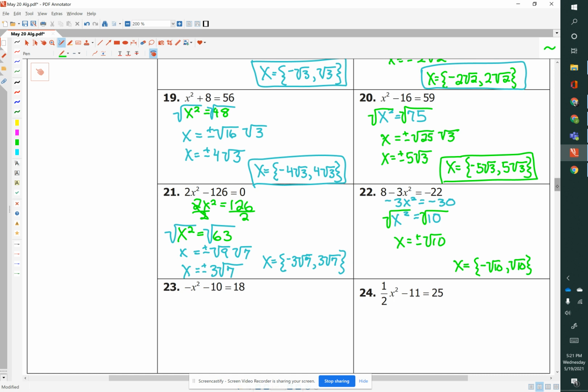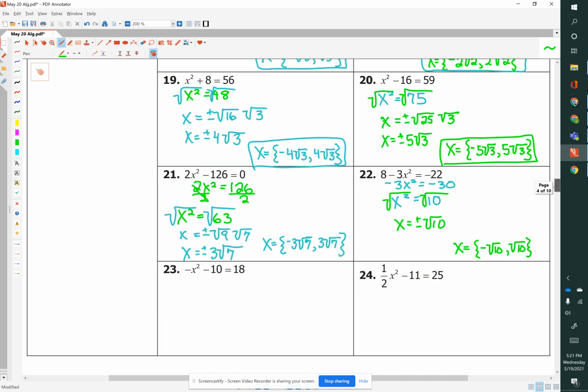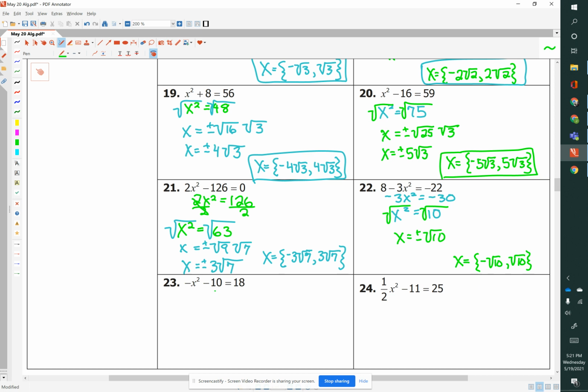And then we're on our last two problems. So number 23, negative x squared minus 10 equals 18. And we can move 10 over to the right, which gives us negative x squared equals 28. And we still have to divide by negative 1, right? Because we have a negative x squared. And when we do that, we have x squared equals negative 28.